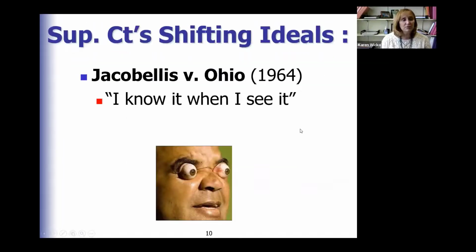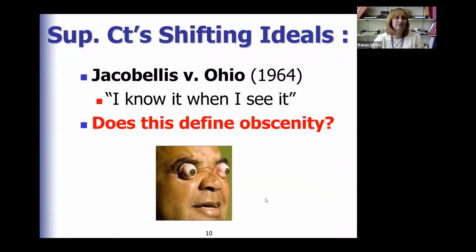So eventually the Supreme Court said, okay, we'll define it. "I know it when I see it." And that actually came out in the Supreme Court decision, and that's how they defined obscenity. We just know it when we see it. Again, though, very vague. Does it really define obscenity? It doesn't really give us a good definition of obscenity.